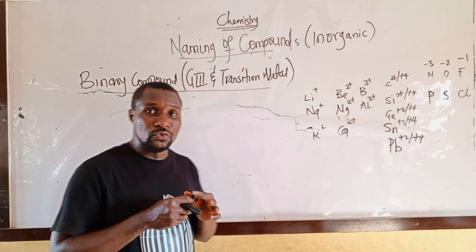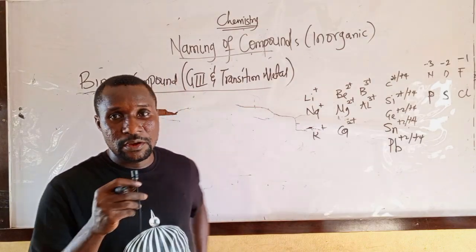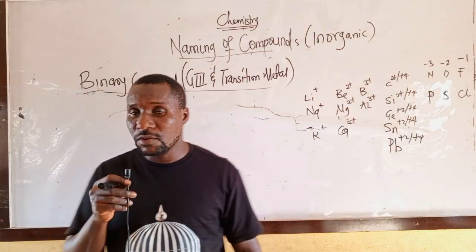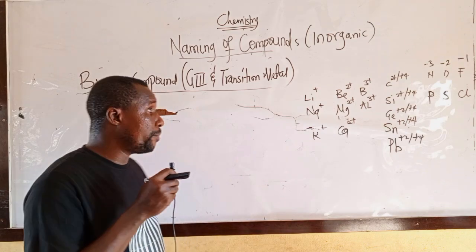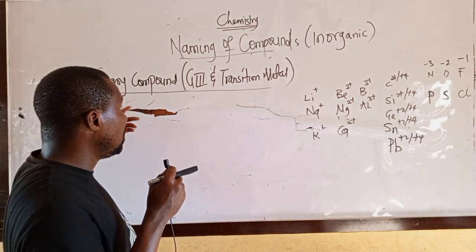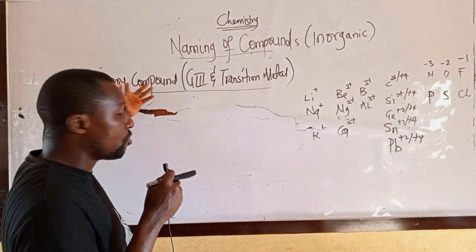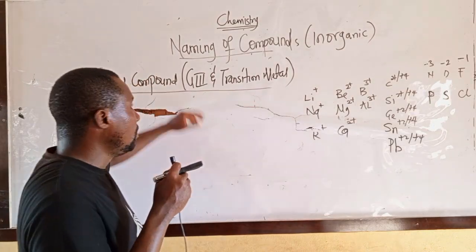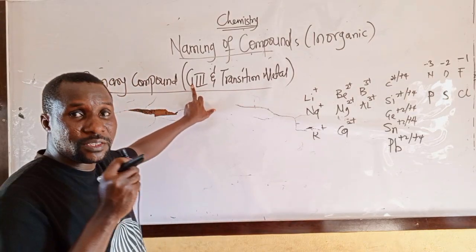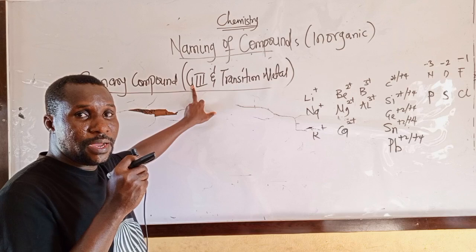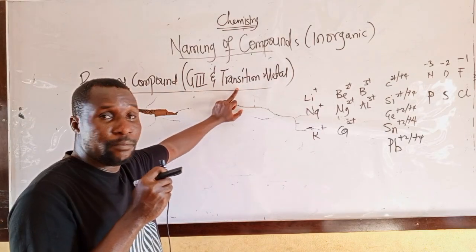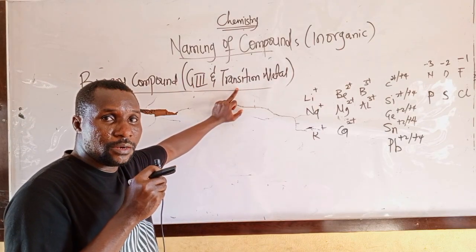Welcome to part 2 of naming of compounds. Part 2, second series of naming of compounds. In this one, we are going to look at binary compounds, still the same binary compounds, but under this we look at how to name group 3 binary compounds and transition metals binary compounds.